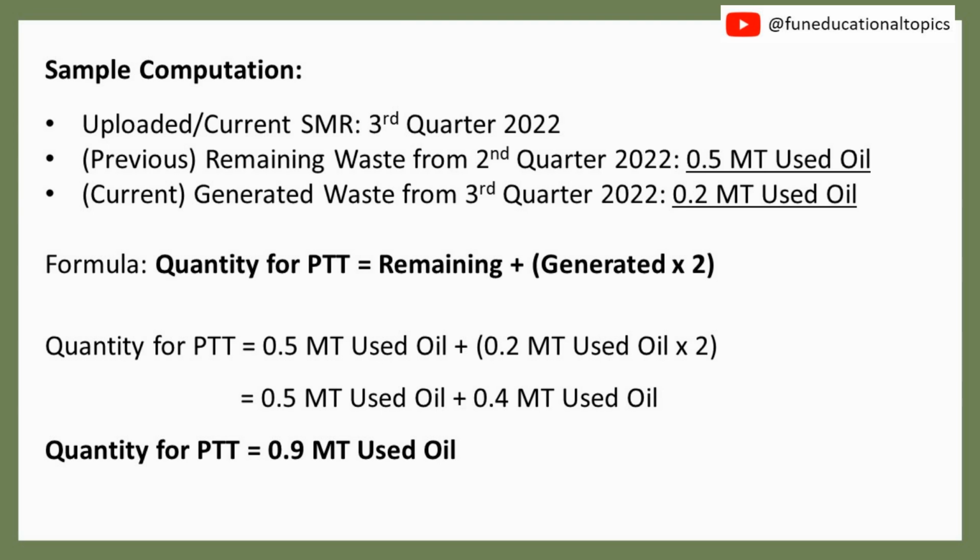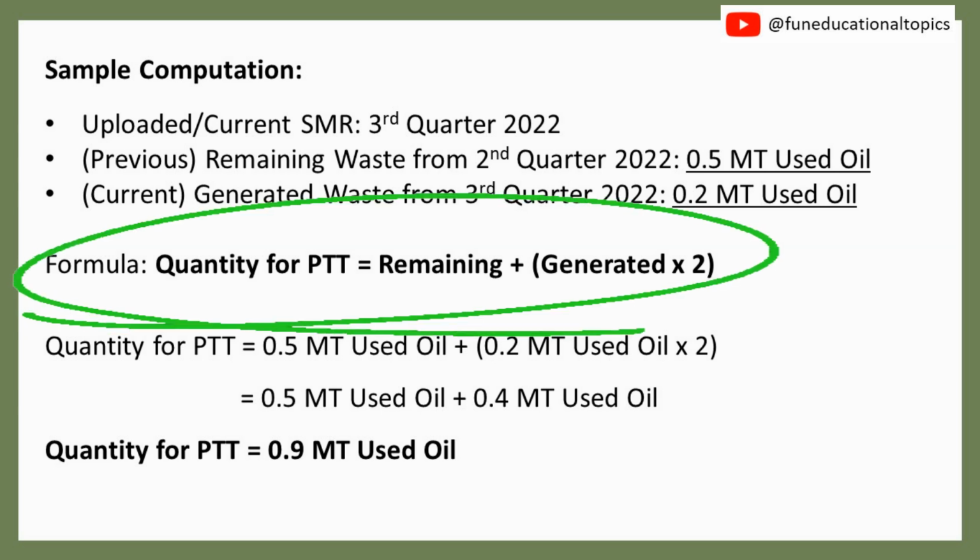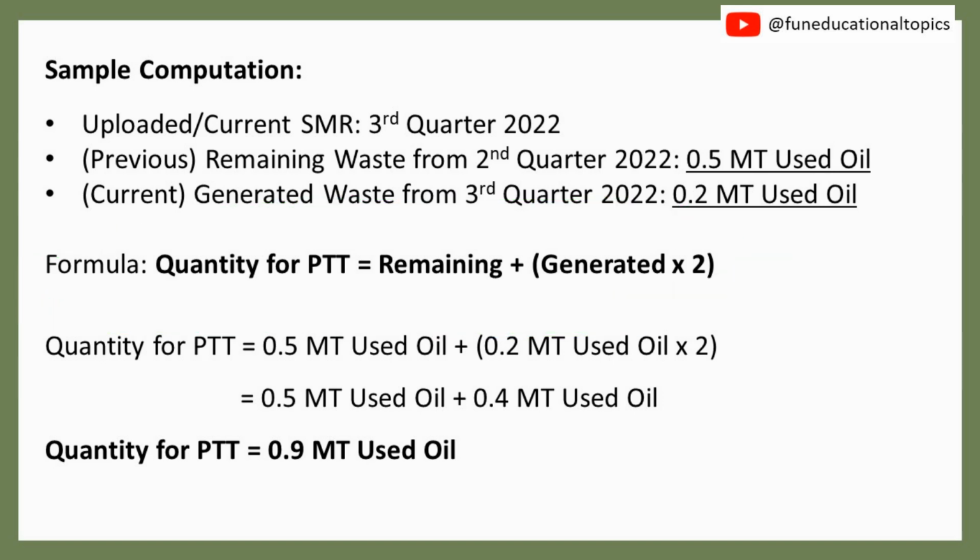For you to further understand the computation, I will be showing you an example. In this example, your uploaded SMR is 3rd quarter 2022, hence, previous quarter refers to 2nd quarter 2022. Based on Module 2B of your uploaded SMR, the remaining quantity is 0.5 metric tons used oil, and the generated waste from 3rd quarter is 0.2 metric tons used oil. Following the formula, remaining waste from the previous quarter shall be added to 2 multiplied by generated waste of the current quarter. Hence, 0.5 metric tons used oil shall be added to 0.2 metric tons used oil multiplied by 2.